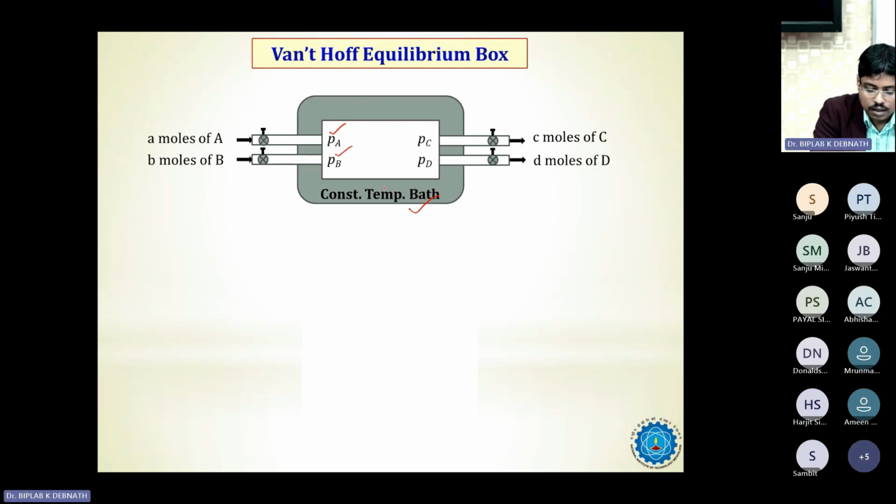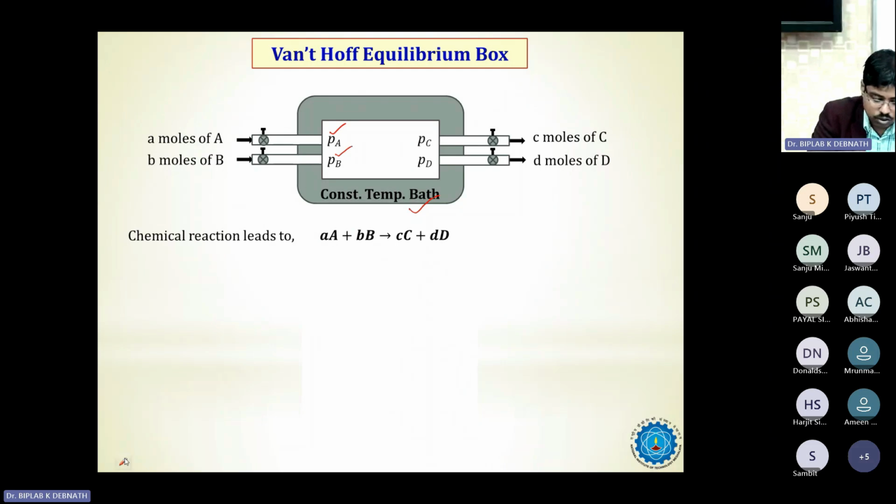Why have we considered constant temperature? Because in the earlier case, we considered dT equal to 0, so dG is equal to VdP minus SdT. So there we considered temperature to be constant. To be synchronized with that, we have considered the constant temperature bath, which is also explained by the Van't Hoff equilibrium box. After the reaction between them, they produce products with pressures Pc and Pd, where c moles of C and d moles of capital D are formed.